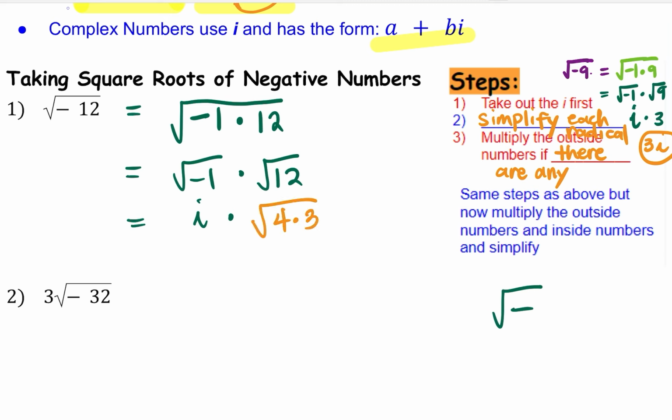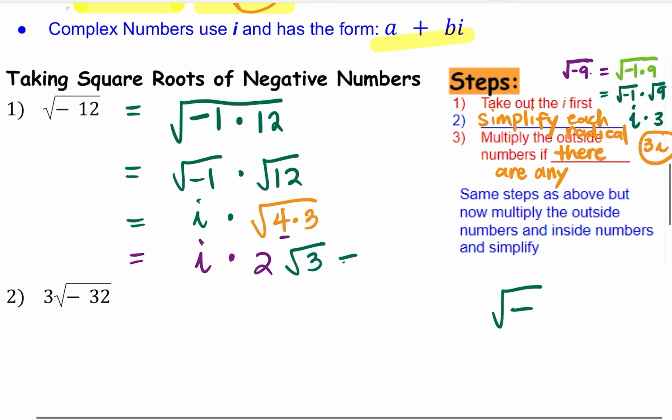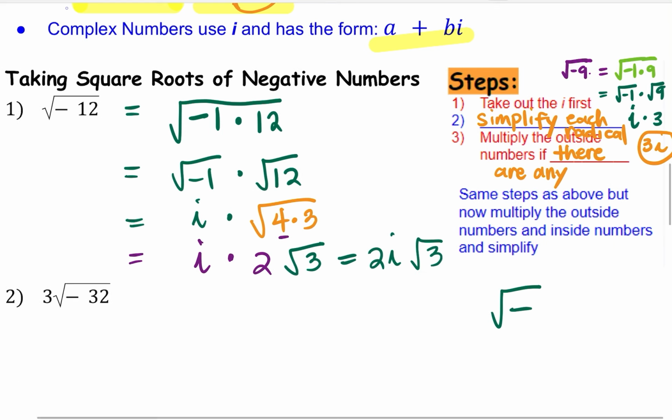We use 4 times 3 for a reason. Remember, we need to split it wherein one of the numbers is a perfect square, and 4 is a perfect square. Therefore, that would be i times the square root of 4, which is 2, and then 3 is not a perfect square, so it stays inside the radical. So our final answer is going to be 2i. The coefficient comes first before the variable, and then the square root of 3.